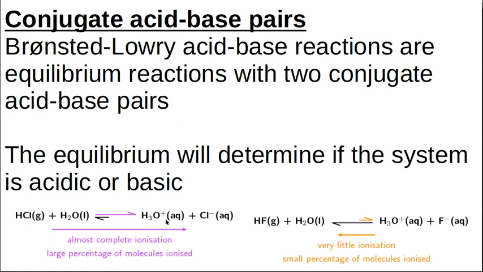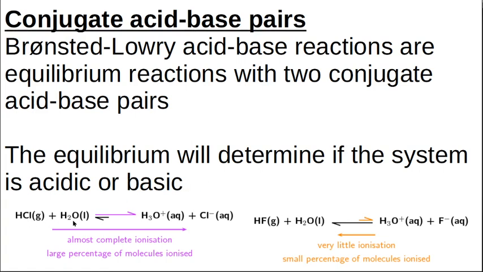So if you look at this reaction here, here's hydrogen chloride plus water going to a proton and a chloride ion. So here is my acid. If we remove the proton, here is its conjugate base, okay? Here is the base, and it accepts a proton, and here is its conjugate acid. So that's why they say there's two pairs. Here's one pair, here's the other pair, okay? So these acid-base reactions are equilibrium reactions, and where the equilibrium lies determines if the system is acidic or basic.